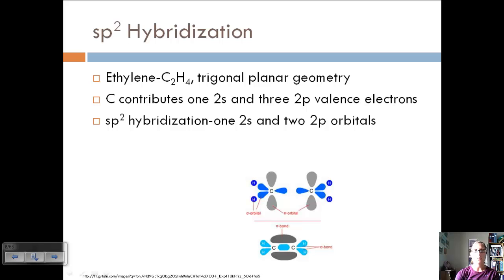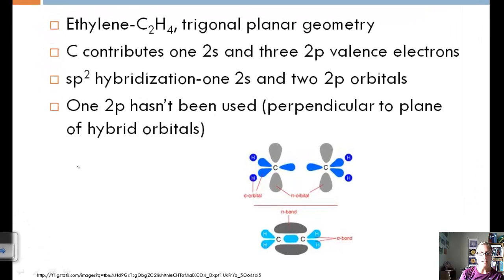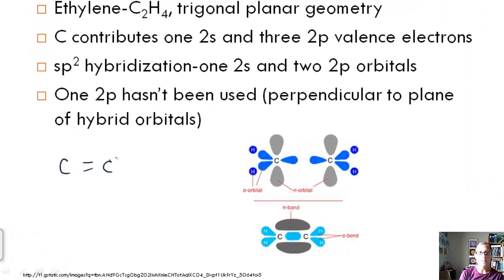And so we now have sp2 hybridization. A 2s and two 2p orbitals are used. So you might be saying, well, wait, there's three 2p electrons and only two of them are participating in a bond, and so one of them hasn't been used, and it is perpendicular to the plane of the hybrid orbitals. And so if we draw our ethylene, we end up having a double bond, and that is going to play a part in our hybridization.